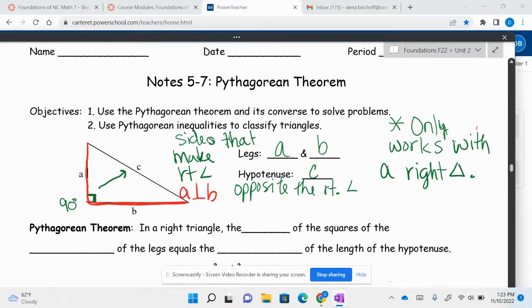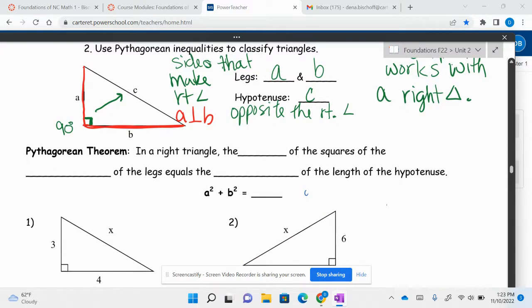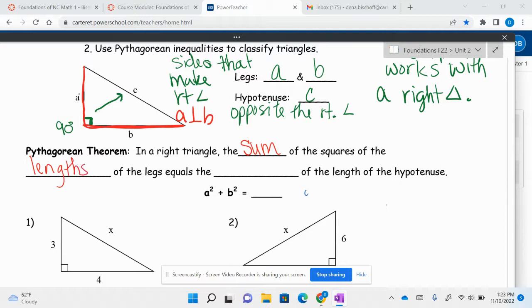Moving on. So in a right triangle, the sum, that means we're going to add the lengths, of the legs. So the sum of the squares of the lengths of the legs is equal to the square of the hypotenuse. Well, what does that really mean? It's just saying if you square both of the legs and add them together, that is the same thing as the square of the hypotenuse. Okay. So a squared plus b squared equals c squared.